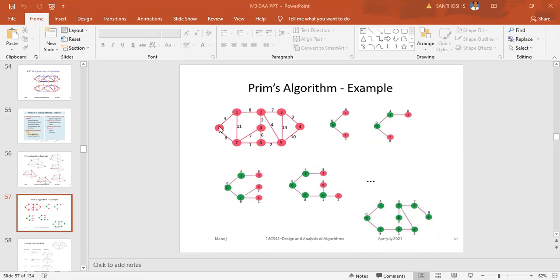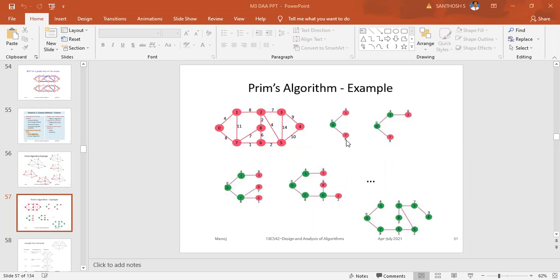What are the nodes you are having? 4 and this one is 8. From 0, what are the paths? From 0 to 1, it is 4. From 0 to 7, the cost is 8. That's why from 0 to 1 you have written 4, and from 0 to 7 you have written 8.